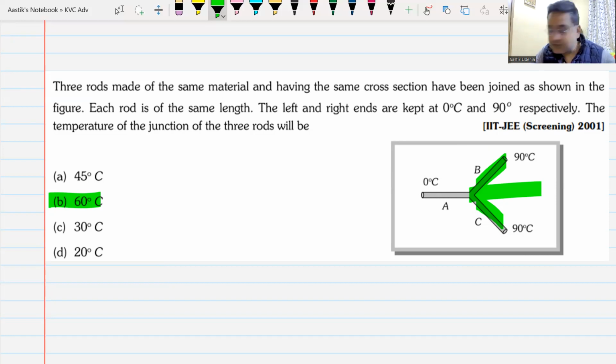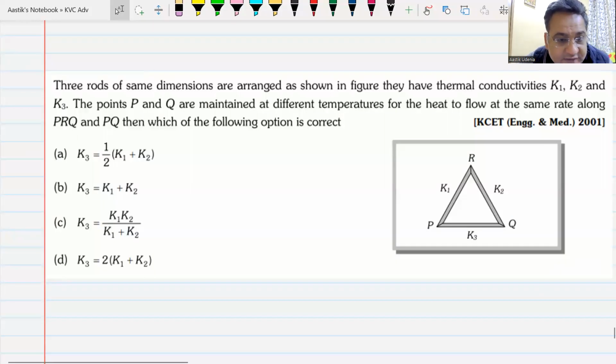Then this is the next question. Do it fast so that I can move ahead in life. Three rods of same dimension are arranged in figure with thermal conductivities K1, K2, and K3. Points P and Q are maintained at different temperatures for heat to flow along PRQ and PURQ, which is correct? Heat has to be flown at same rate from PRQ and PQ. Simple question. 2 minutes. Give me the answer.